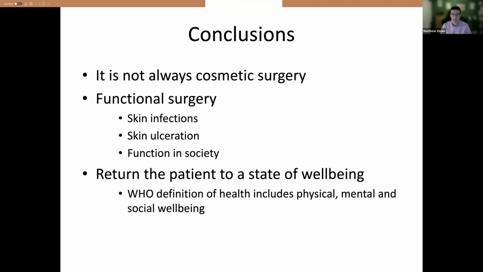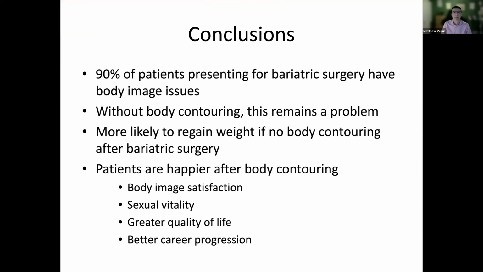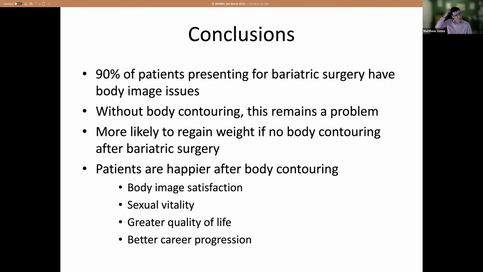So, the WHO definition of health includes mental and social well-being as well as physical. And I think that these patients are very deserving of the opportunity to access that state of health. We know 90% of patients presenting after bariatric surgery have body image issues. Their bariatric surgery really just gives them another reason not to like themselves because of the massive amounts of excess skin. It's also been shown that patients are more likely to regain weight if they don't have body contouring after bariatric surgery, and they are happier on several measures: body image, sex, greater quality of life, and even career progression.